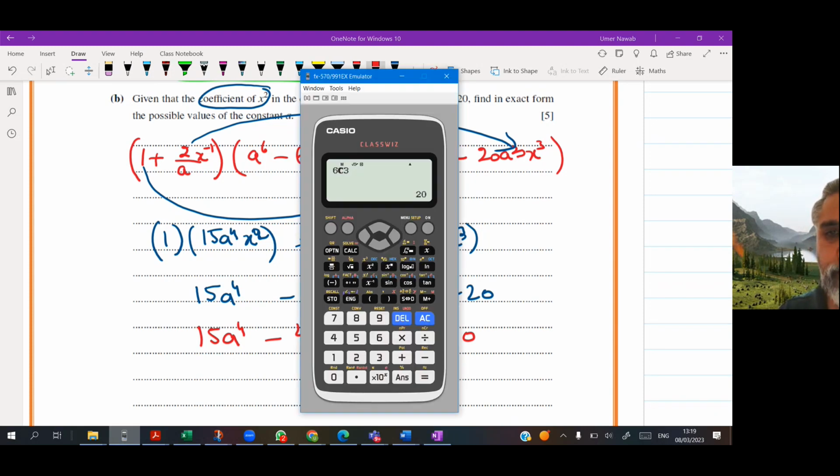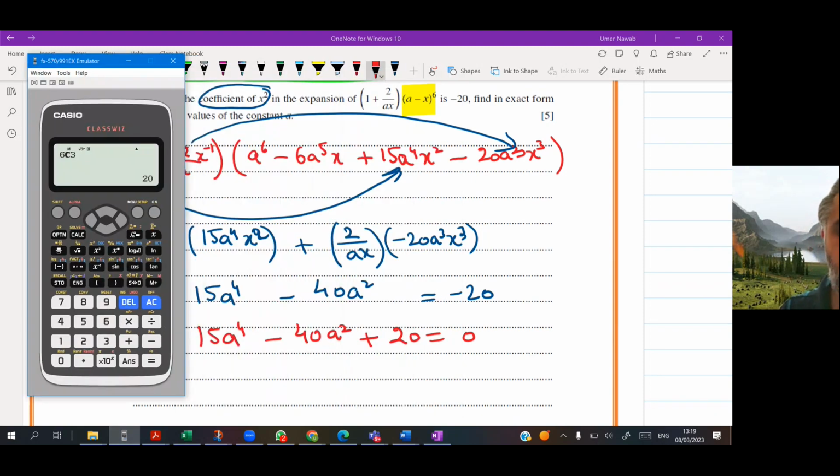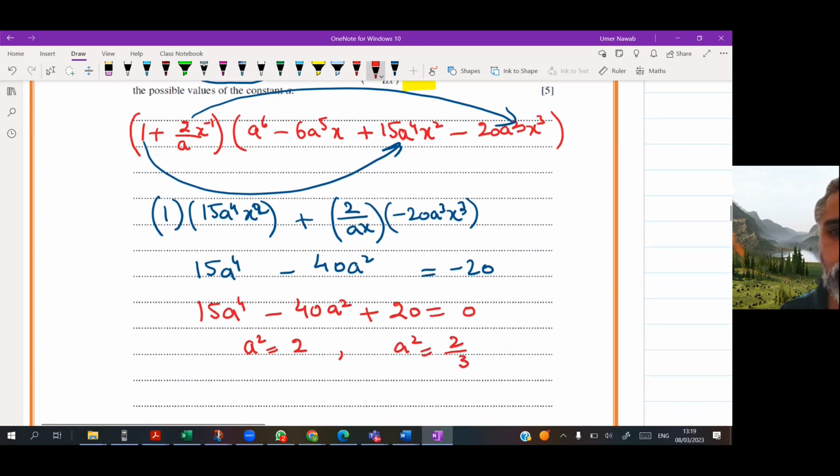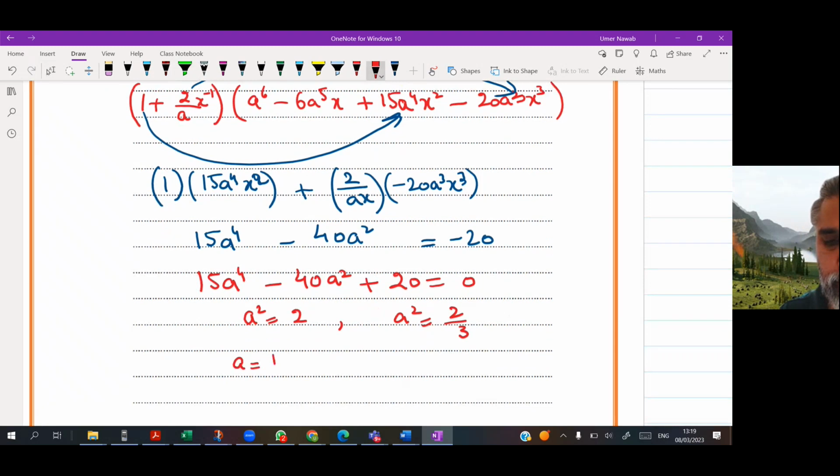Use the calculator. Go to the menu, equation, polynomial, degree 2, then enter 15, -40, 20. The solutions are a squared equals 2 and a squared equals 2 over 3. So the possible values are a equals plus or minus the square root of 2, and a equals plus or minus the square root of 2 over 3.